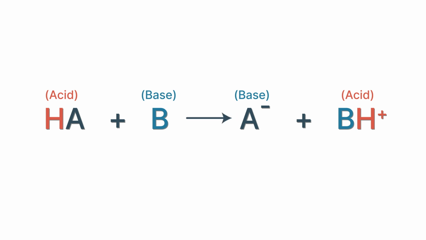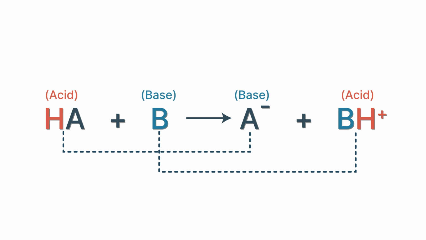If we now go back to the previous direction of the reaction by reversing the arrow, we see that on the left side of the equation we have an acid that produces a base on the right side of the equation, and we have a base on the left side of the equation that produces an acid on the right side of the equation. In other words, an acid turns into a base when it donates a proton, and a base turns into an acid when it accepts a proton.